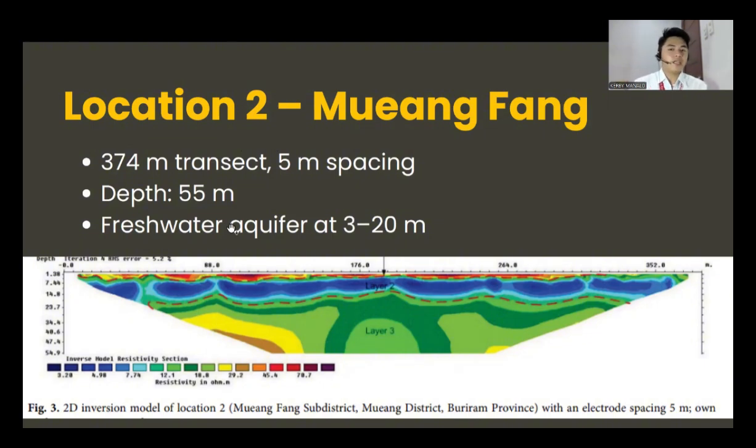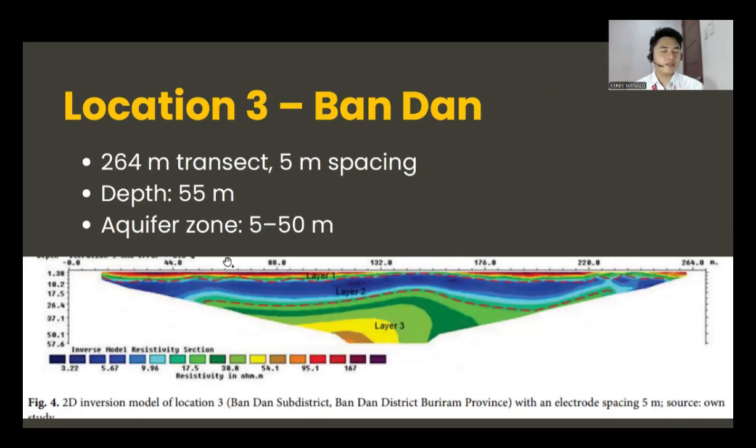Now moving on to the last ERT scan, let's have the Dan Subdistrict. The Dan Subdistrict has a 264 meter transect and 5 meters spacing. Its depth is 55 meters, and the aquifer zone is 5 to 50 meters. So this location has multiple aquifers useful for sustainable groundwater extraction.